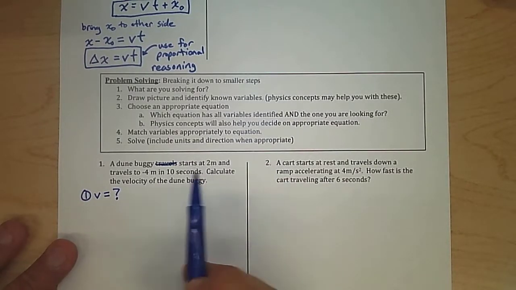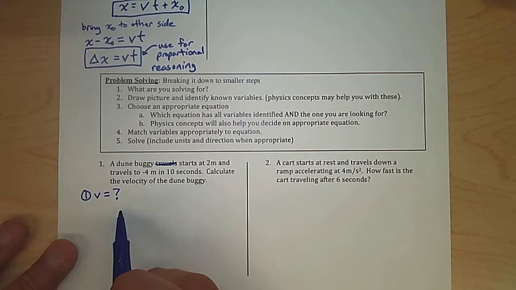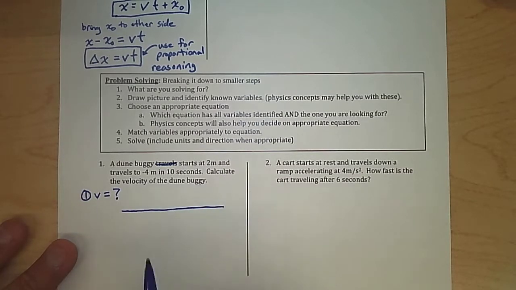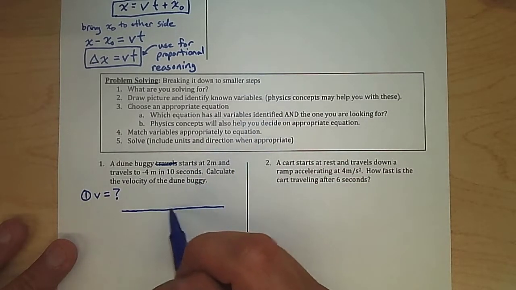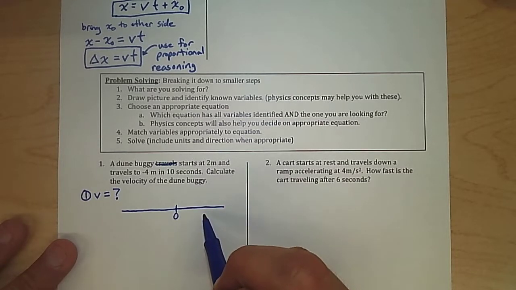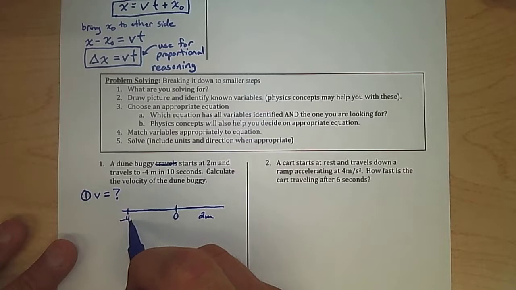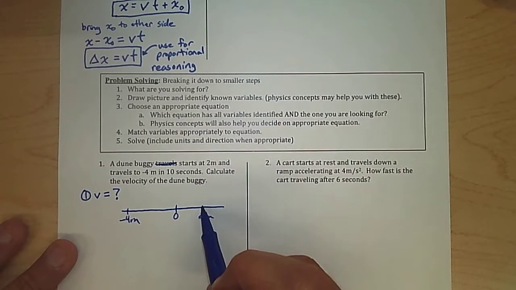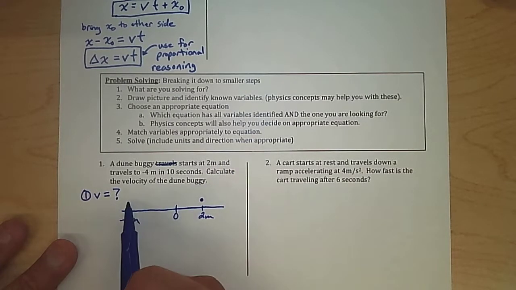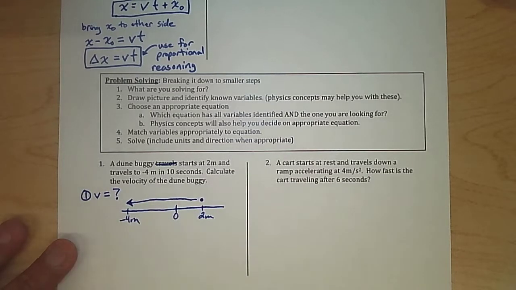It says here that I'm starting at 2 meters. So maybe what I'll do is draw a number line type of thing, and I might mark this as 0. This is 2 meters, and this is -4 meters. We start at 2 meters, and we're going to go towards -4. The picture really just helps us visualize what's going on instead of getting bogged down in the numbers. This picture also tells us a few things as well.